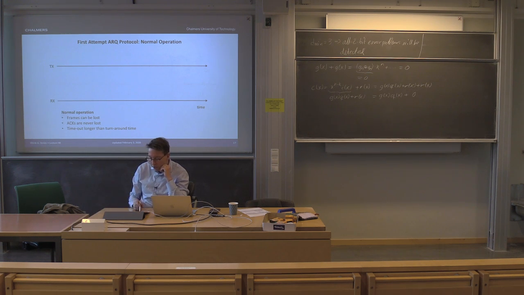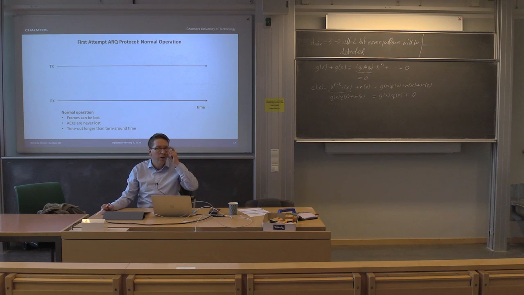Now, let's see how this works during normal operating conditions. And with normal operation, I mean that frames can be lost, acknowledgements are never lost, and timeouts are longer than a turnaround time. So this third thing here is not obvious why this is normal conditions at the moment. It will be in a few slides, so don't worry about that at this moment. So we have a transmitter time axis here and the receiver time axis here. And this timing diagram tells us a little bit on what can happen.